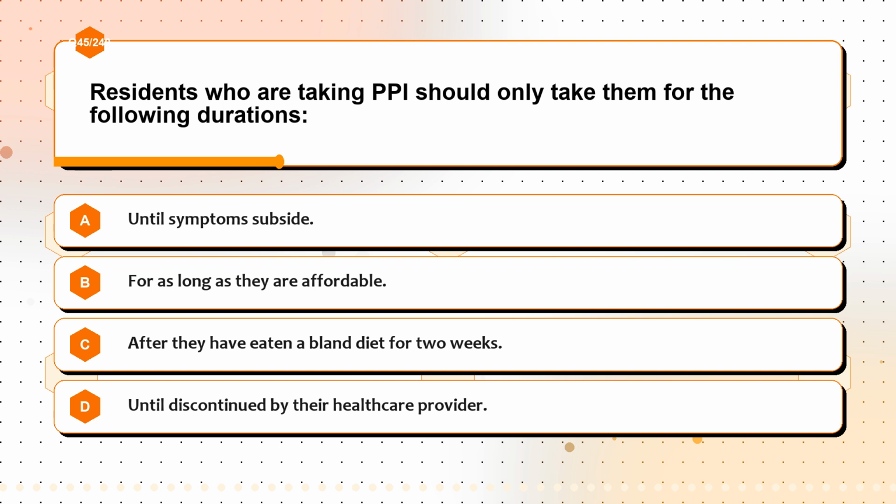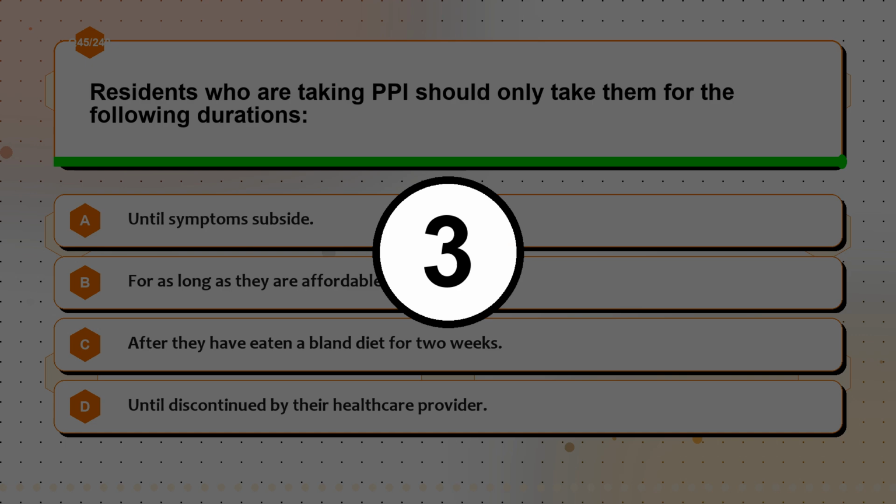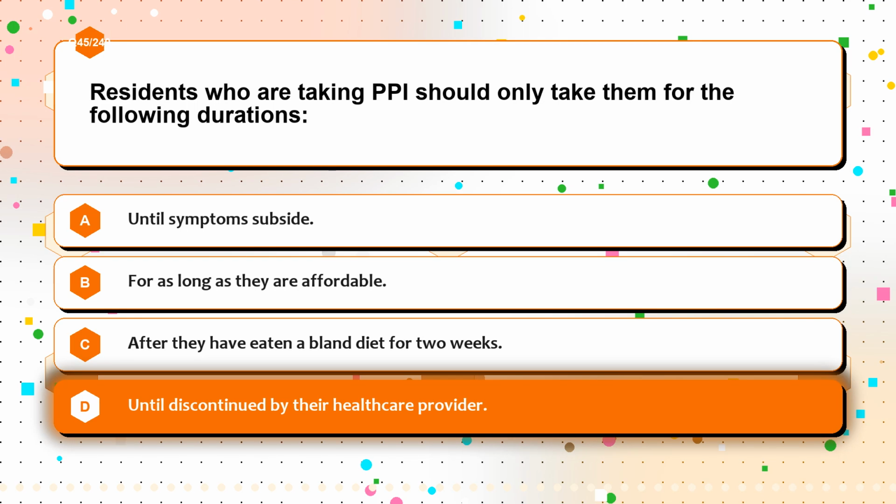Question 45. Residents who are taking PPIs should only take them for the following durations. Here are the options. Option A. Until symptoms subside. Option B. For as long as they are affordable. Option C. After they have eaten a bland diet for 2 weeks. Option D. Until discontinued by their healthcare provider. The correct answer is option D. Until discontinued by their healthcare provider.